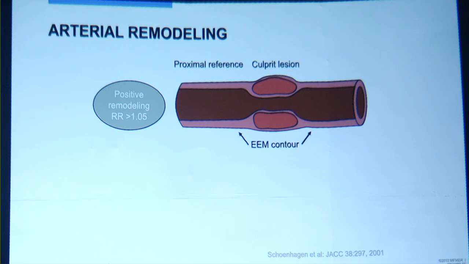So this is what I was getting at. This is how you measure plaque remodeling. Here we have a positively remodeled area at the lesion site. The vessel is actually bigger in size than at the reference site.